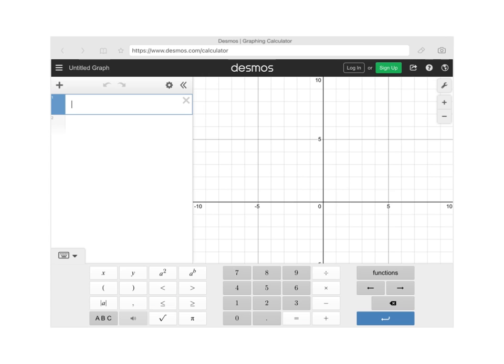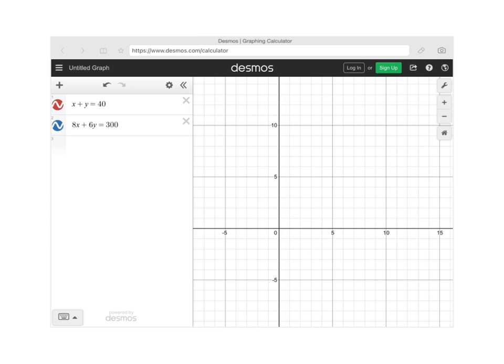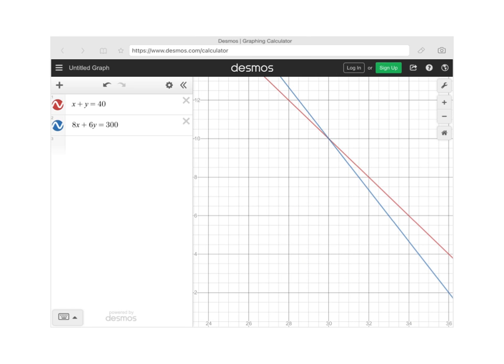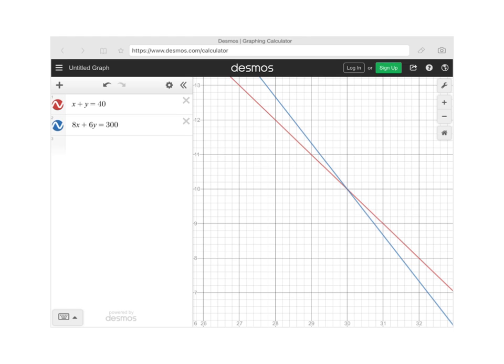Okay. And I'm actually going to graph this system. Hopefully it doesn't give me too much grief. Oh my goodness, I'm sorry. Let's see, X plus Y equals 40. And then 8X plus 6Y equals 300 are our two equations. And of course, one of them goes off the table, so I'm going to zoom out so I can see where that intersection is. And you can see now that it intersects at this little spot right here, which happens to be 30, 10.